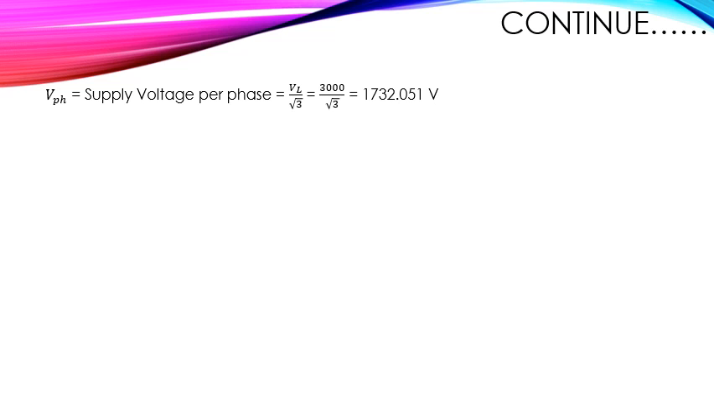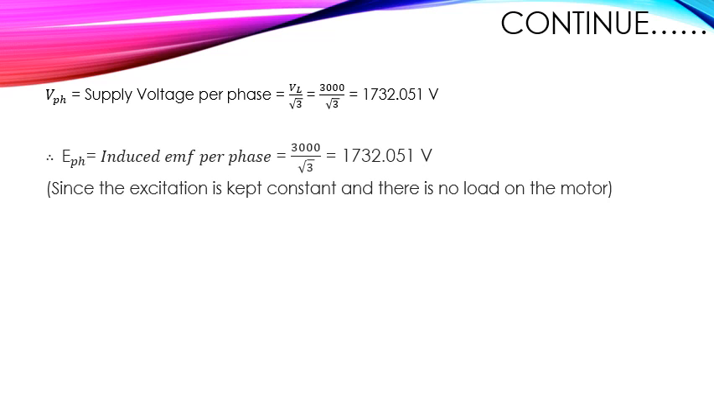So put the values and get the answer. The phase voltage is 3000 divided by root 3, then we will get 1732.051 volts. Then get the induced EMF per phase equal to 3000 divided by root 3.